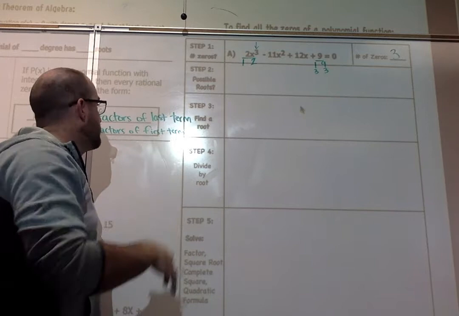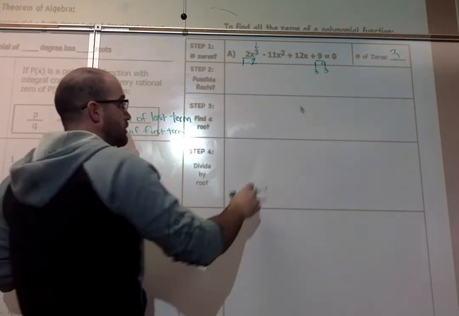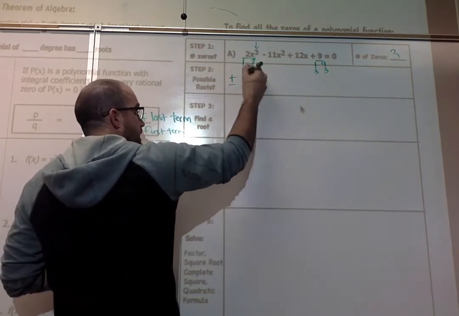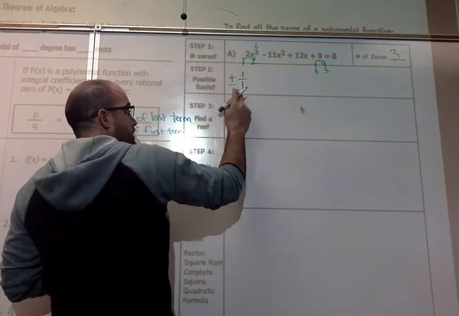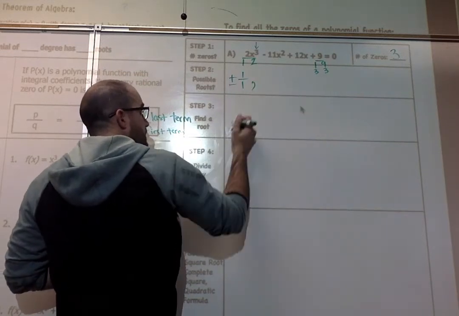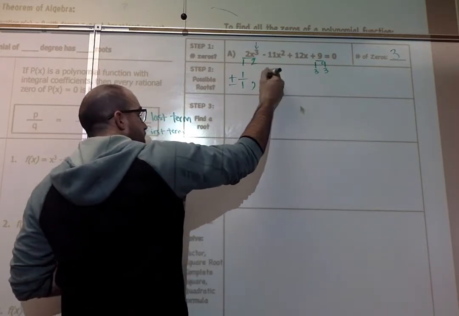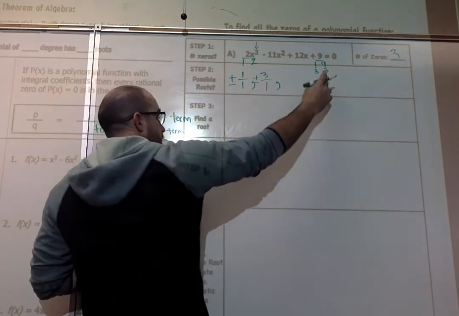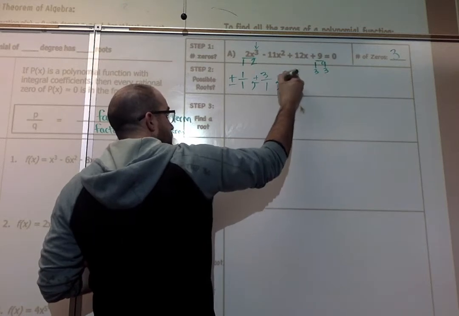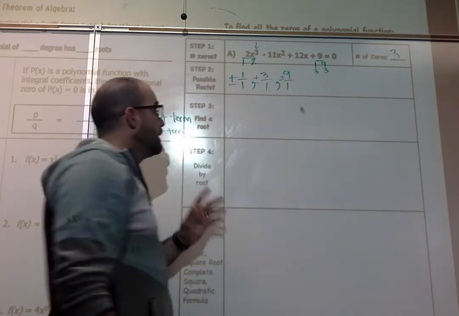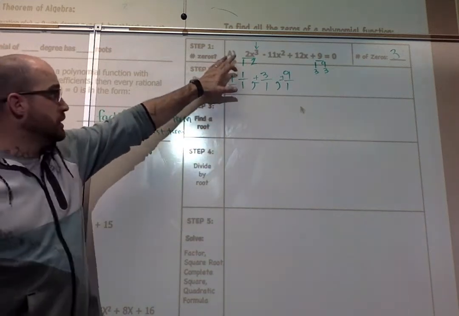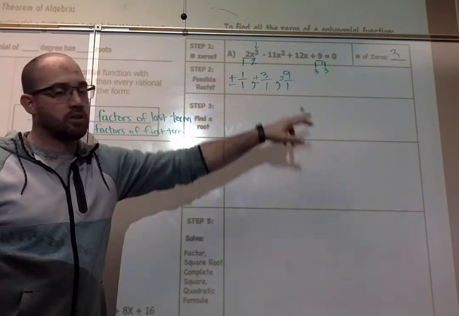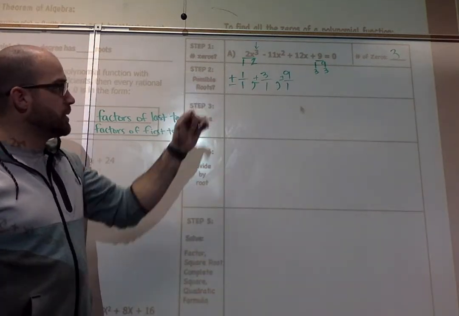All right? We put them, again, factor of last term over top of factor of first term. I'm going to deal with just the ones first. So I have positive or negative 1 over 1. So 1 is on the bottom, this one's on top. My next factor possible will be 3 over 1, again positive or negative. Then 9, positive or negative, over 1. These are all the possible factors with my factor of the first term just being 1. Notice that's 1s all across the bottom. Do I have to put 1 over 1, 3 over 1, 9 over 1?